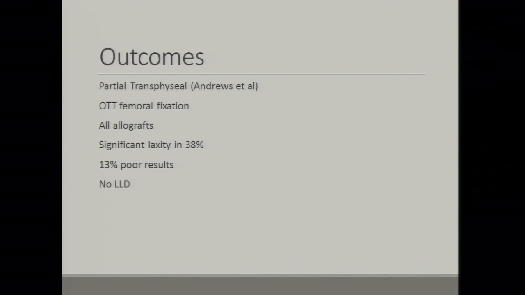One more similar study, partial transphyseal, so through the tibial physis, over the top, so avoiding the femoral physis, with all allografts. And this is my plug for using autografts, especially in this population. I found significant laxity in 38%, but no leg length discrepancies.